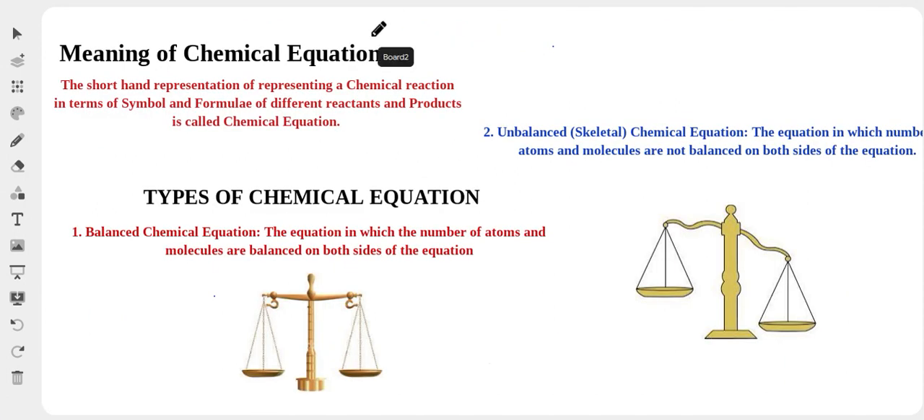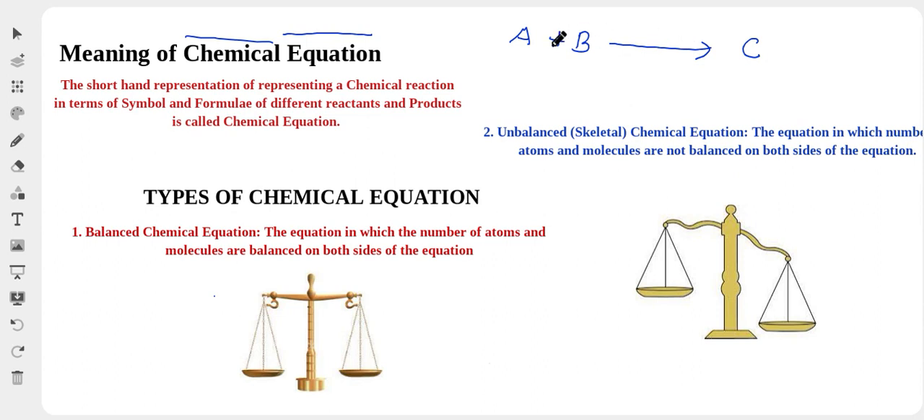So first of all, we will be discussing the meaning of chemical equation, like what a chemical equation really is. In the previous discussion we discussed what a chemical reaction is: one in which the reactants combine together to form the product. For example, suppose these are the two reactants, reactant A and reactant B. These are combining together, so they finally form the product. This product could be 1, 2, 3 or more.